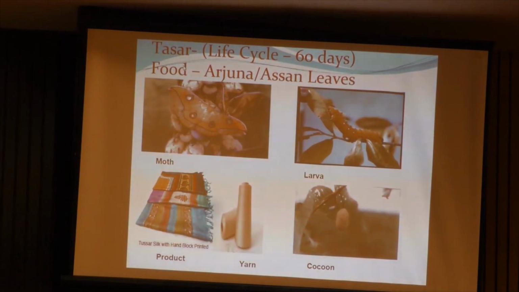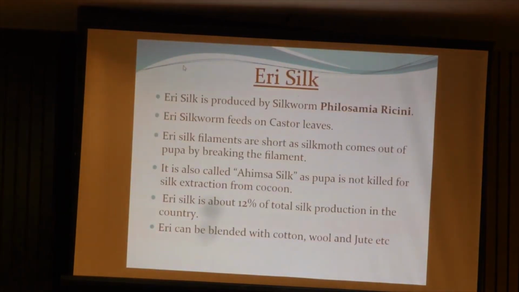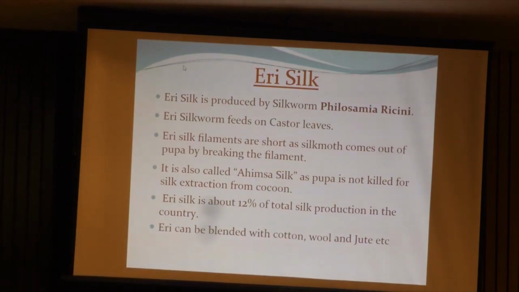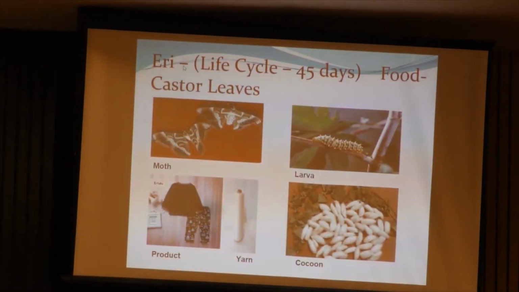The third one is the eri silk, which is also called ahimsa silk, because in this silk only we do not kill the worm. The worm comes out of the cocoon first and then we use it. Although it's a broken thread, the length is not 1,000 or 1,200 meters, it's maybe 200 or 300 meters, it's called ahimsa silk. Nowadays it's very popular. People like to use this more. The life cycle of eri silk lasts for 45 days. It's again a wild silk, grown on the trees.